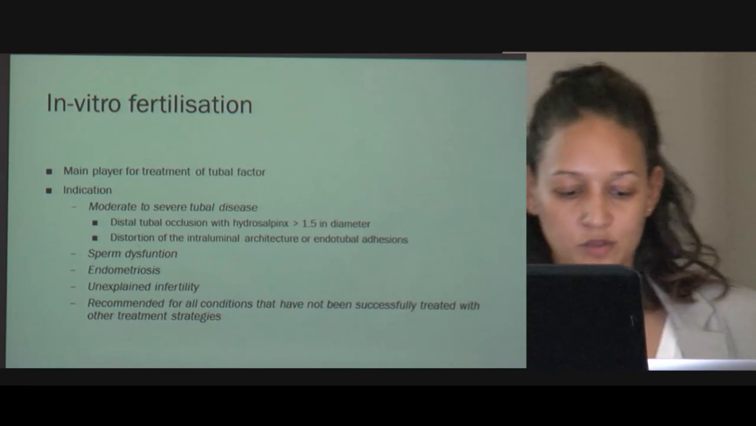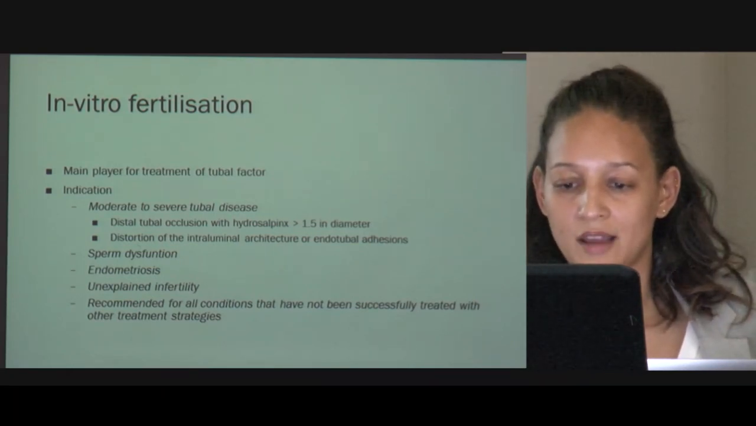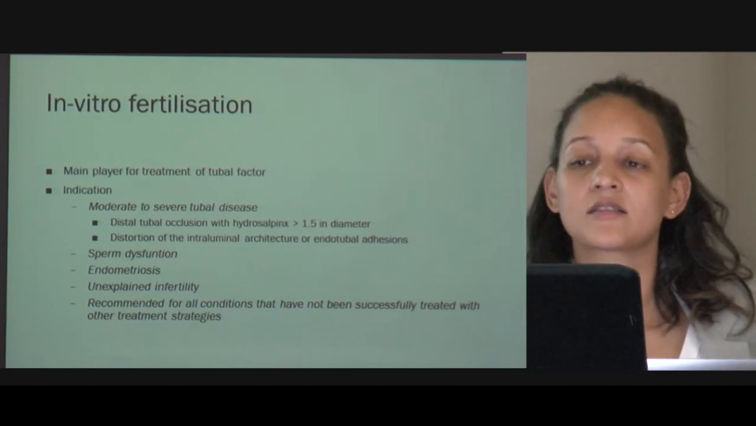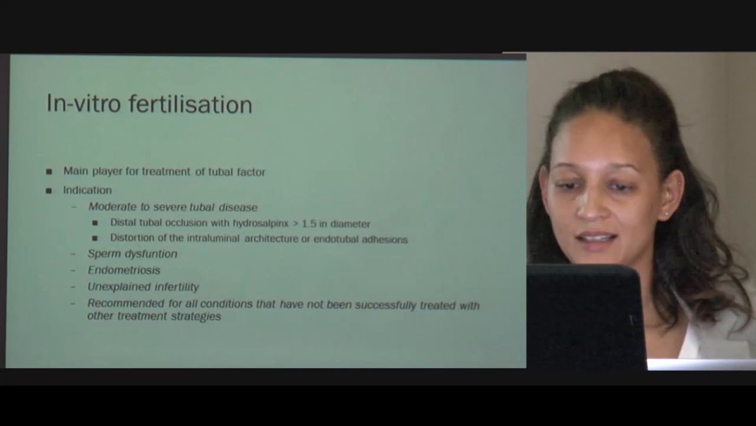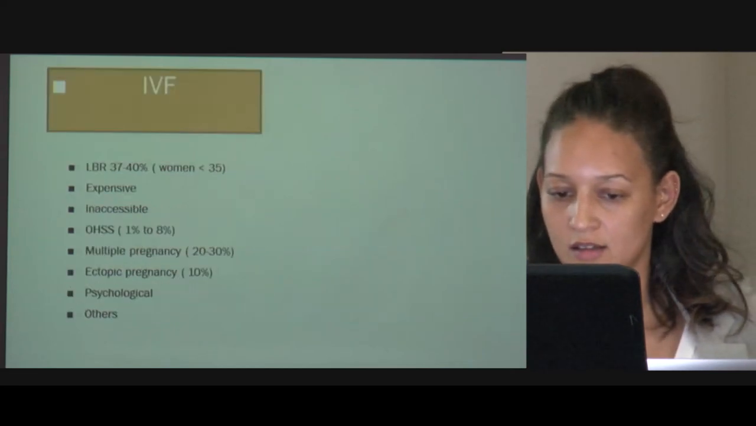However, IVF should be the initial treatment of choice. It is the main player for treatment of tubal factor infertility, and it is always initially indicated in moderate to severe tubal disease, sperm dysfunction, and endometriosis.